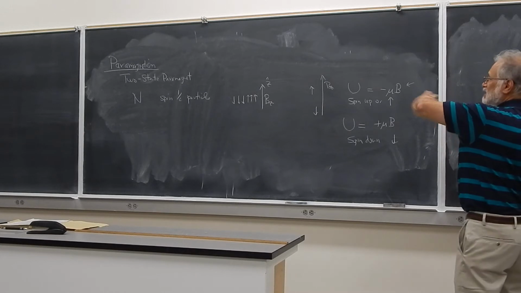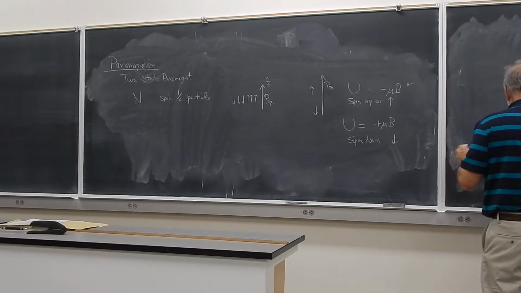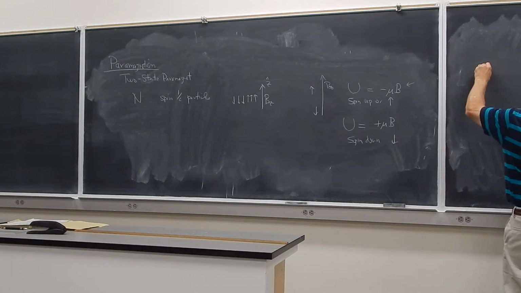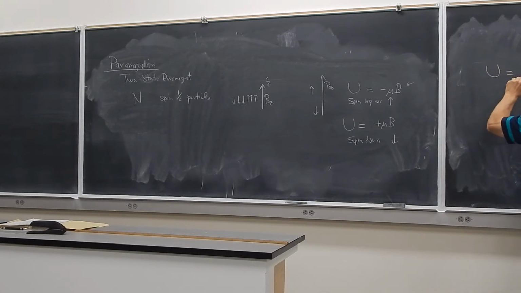So I can look at the total energy of this system of n particles, and I can write it as: total energy is equal to mu times b times the difference between the number of up spins and the number of down spins. I can also write that, since n is equal to the number of up spins plus the number of down spins, as my total energy is mu times b times n minus 2 n spin up, for my total potential energy.